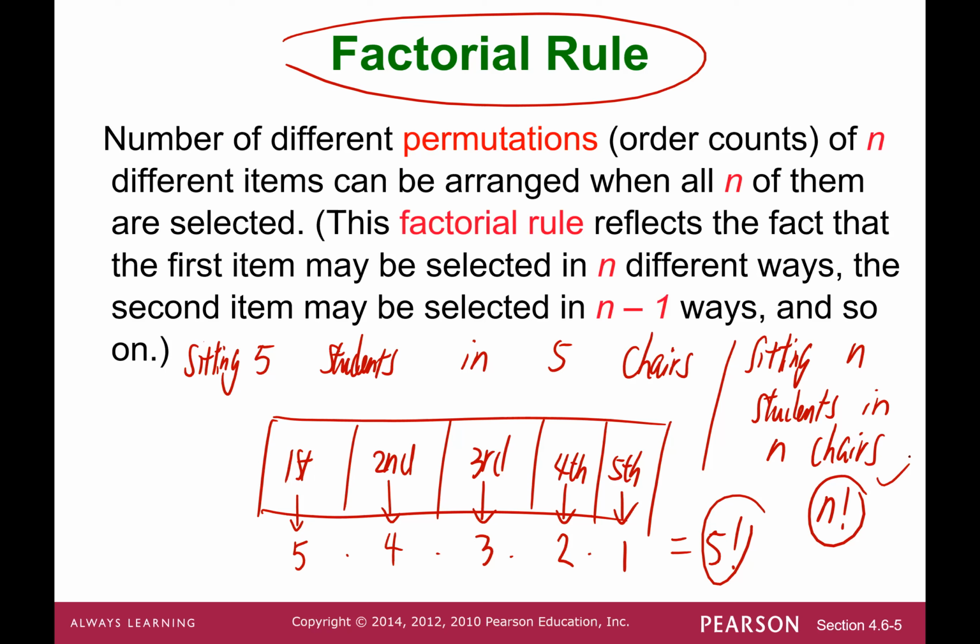But the rationale is it's the same thing, right? For the first chair, you always have, in this case, 5 students, you have 5 options. N students, you have n options. By the time you get to the second chair, you have 1 less option, right? So it's n minus 1. Third chair, n minus 2. Fourth chair, n minus 3. And then eventually we get down to the last chair with 1 student left. So that's basically the factorial rule. And the factorial rule is the foundation for permutations and combinations.